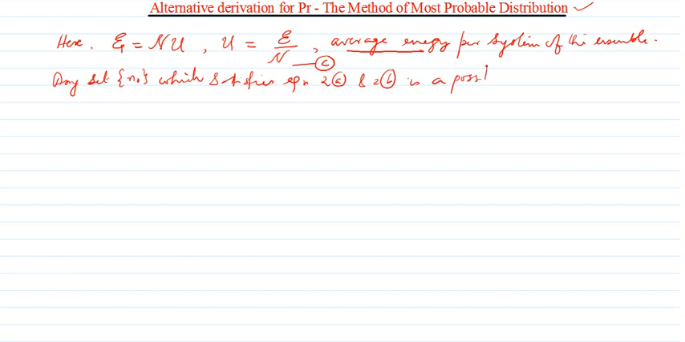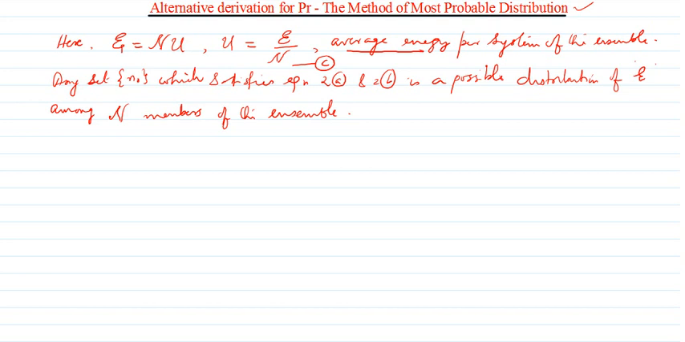Is a possible distribution. Possible distribution of what? Possible distribution of total energy E among how many? Total energy E among n members of the ensemble.